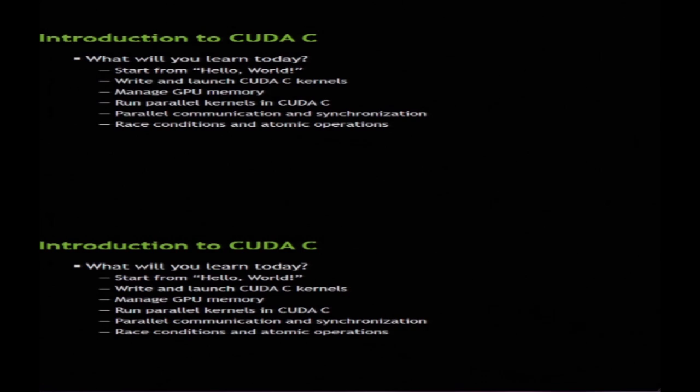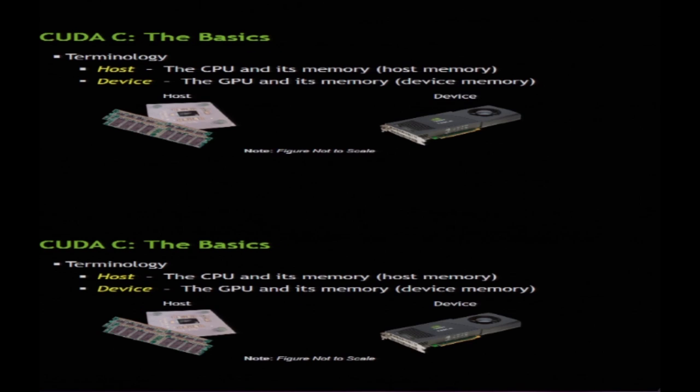Basically, this is an outline of what we're going to do. We're going to start at the very high level and walk through a simple write and launch of a C kernel, a CUDA C kernel. We'll talk about the memory, we'll run some parallel kernels, and then talk about communication and synchronization, and then some warnings about race conditions and how you might be able to use an atomic operation to fix that.